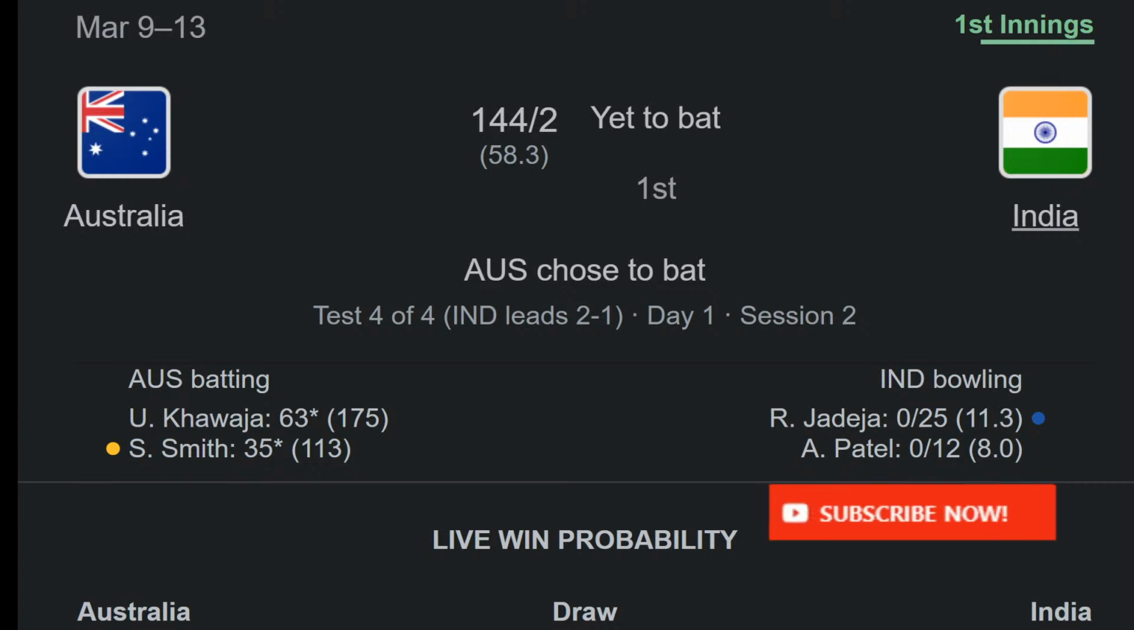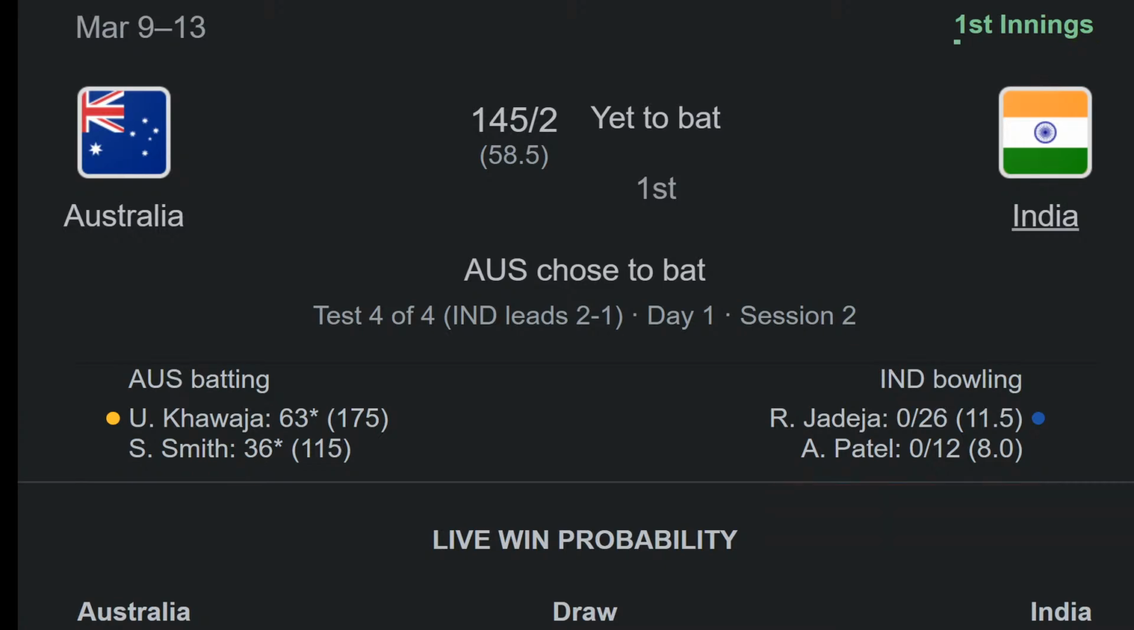Plays the ball towards the point region. 1 run added to the total, 145. Smith 36. Jadeja, last ball of the over, left arm slow bowler. Forward defensive by Khaja. No runs added. 145 for the loss of 2 wickets.